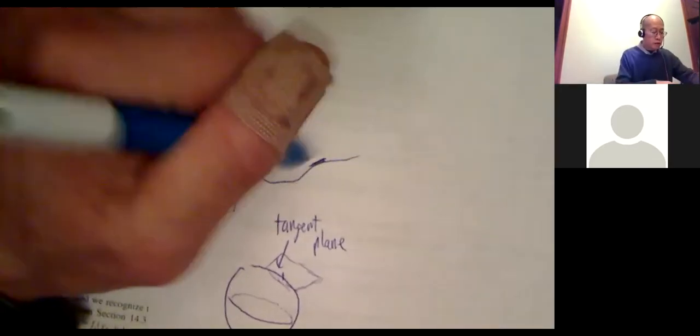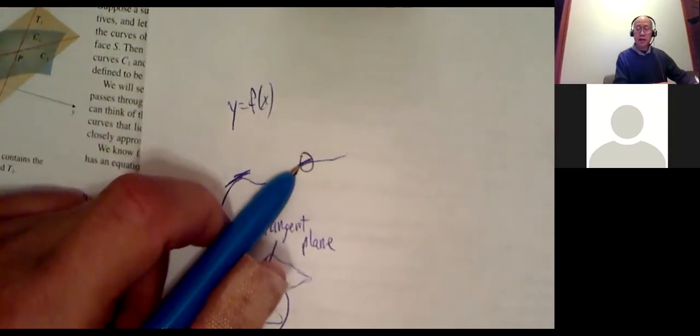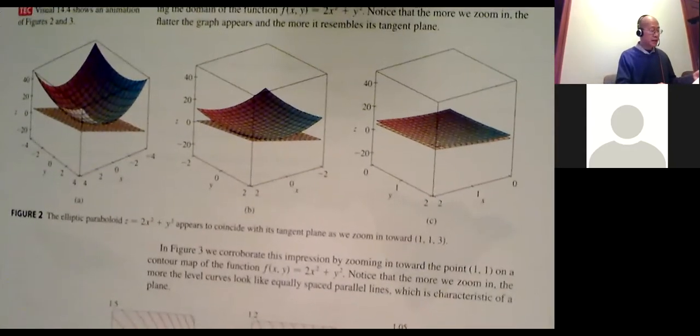By the time you get to C, they look like they're almost touching, right? You may have tried this by analogy on a graphing calculator. If you zoom in real close on this region, it almost looks like a straight line. That's the tangent line. So that's the same concept over here. We're zooming in to get a tangent plane.